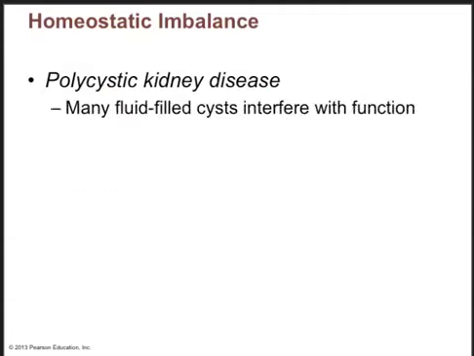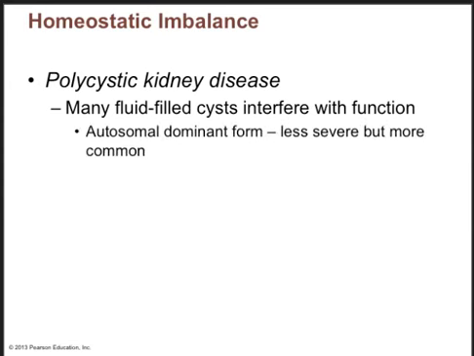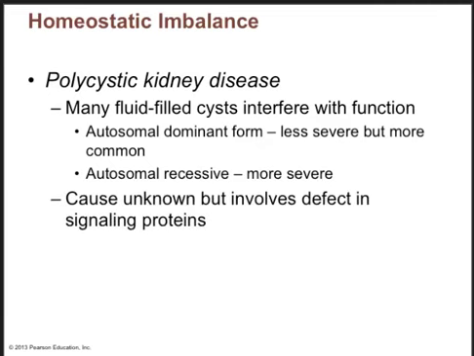Polycystic kidney disease results in many fluid-filled cysts that interfere with kidney function. This can be a genetic disorder. There's an autosomal dominant form, which is less severe but more common. And then there's an autosomal recessive form that's very severe and results in kidney failure. The cause is unknown, but it involves a defect in certain signaling proteins.